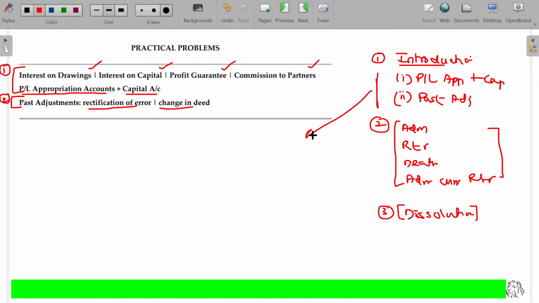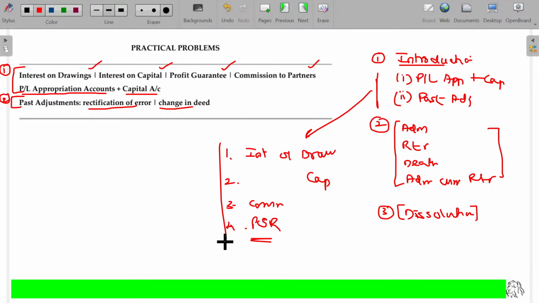Under this, what are the things you have to understand separately? You may be asked to do calculations for interest on drawings, interest on capital, commission calculation, and profit sharing ratio, PSR. These are the four aspects you have to understand separately.